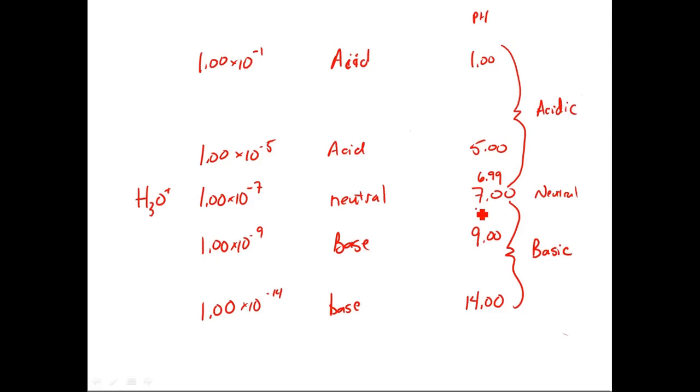Okay, so 7.01 all the way to 14 are basic. 1.0 through 6.99 are acidic, and anything in the middle is neutral.